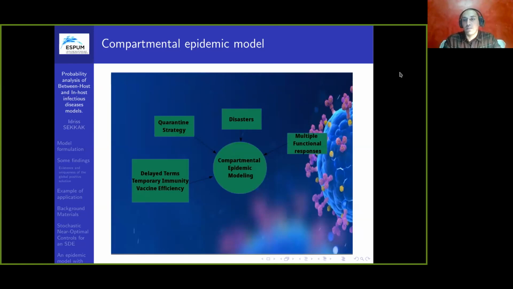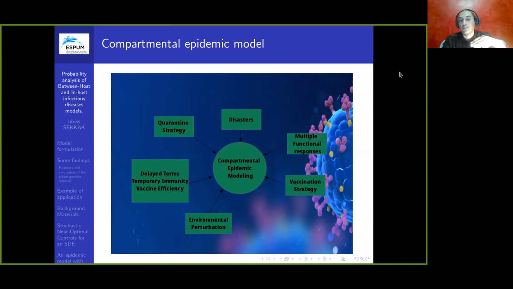The vaccination strategy can be modeled as a compartment, and it can also be modeled as a parameter in a compartmental model. For environmental perturbation, here we include a white noise to define those aspects that we don't know, but which give fluctuation in the path of the susceptible, infected, or recovered in an epidemic model. And a treatment strategy as control in the model.